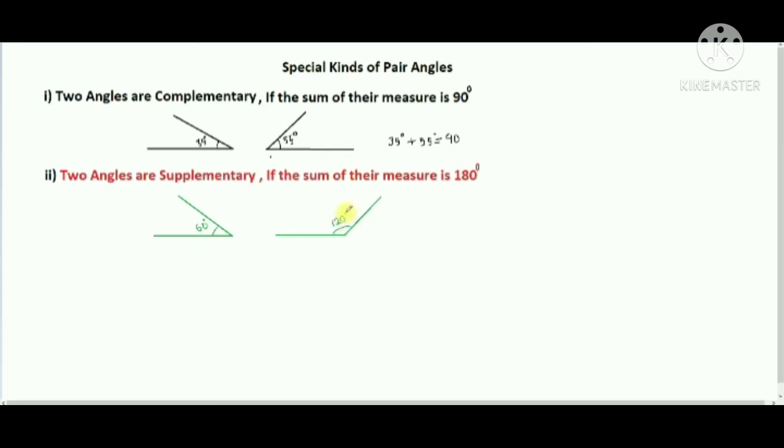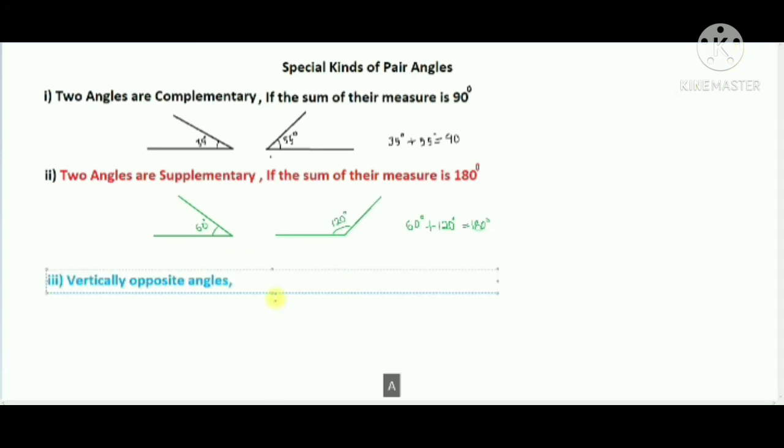if we add these two angles, 60 degrees and 120 degrees, you see, then we will get 180. So if the sum of their measure is 180, that means 60 degrees plus 120 degrees, it will give 180 degrees. So if the sum of the two angles is 180 degrees, then they are supplementary.